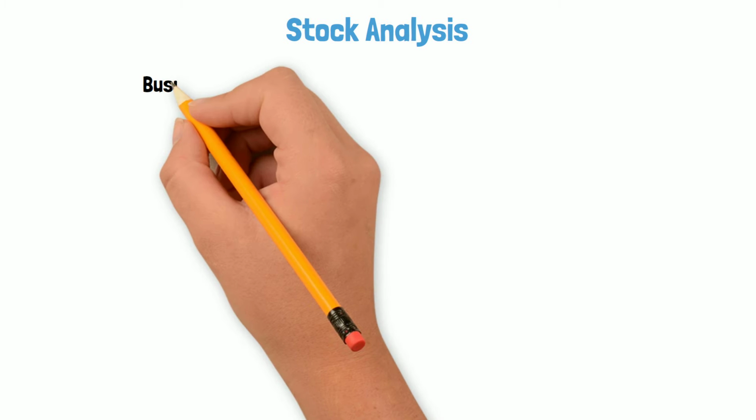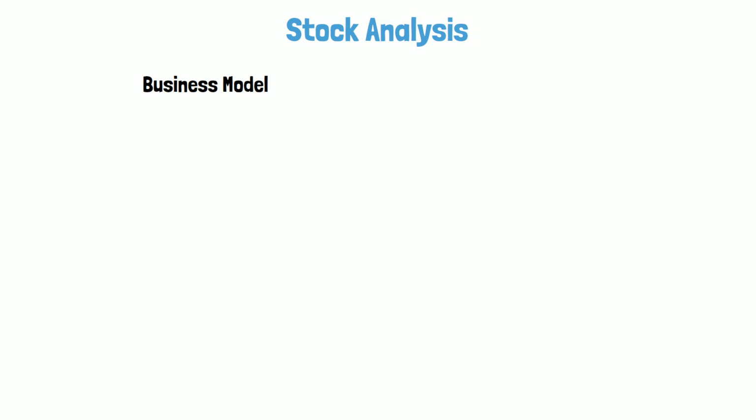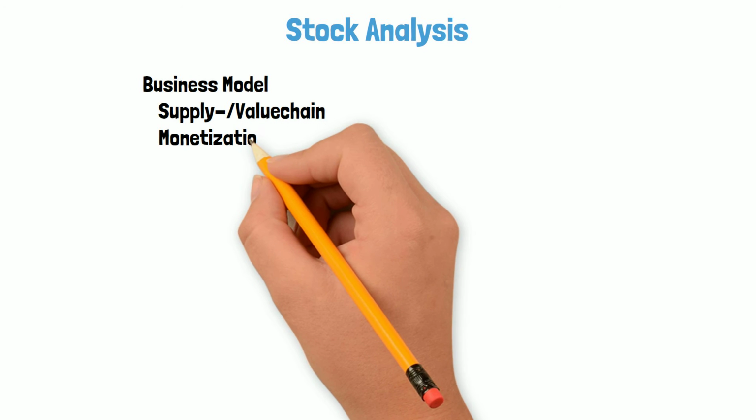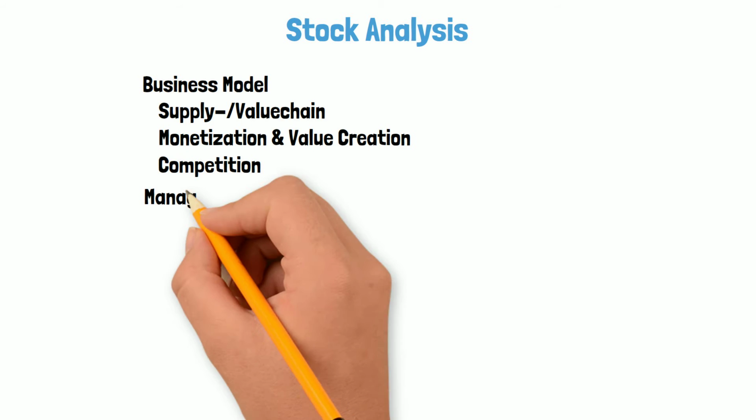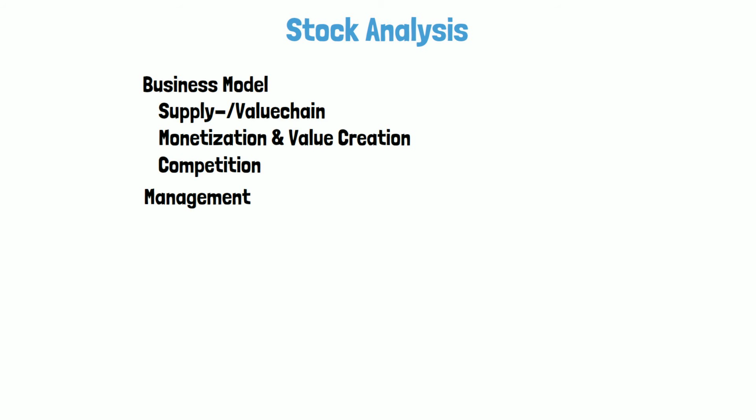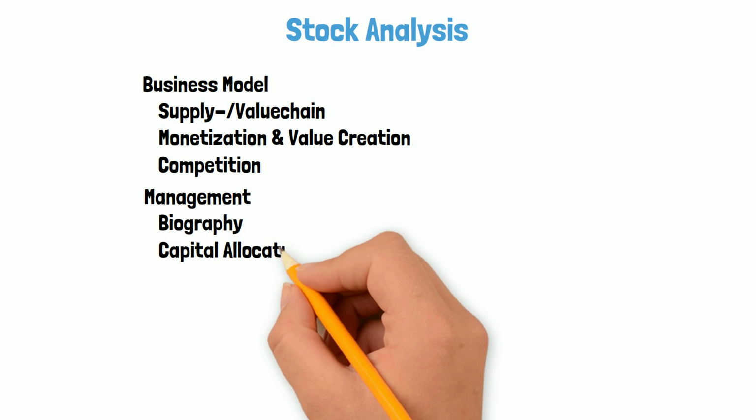Usually, we begin with the business model and all associated points like supply and value chain, monetization and value creation to the customer, and of course competition. We continue by taking a closer look at the management. To do so, we quickly check their bio and take a look at how they allocate capital.